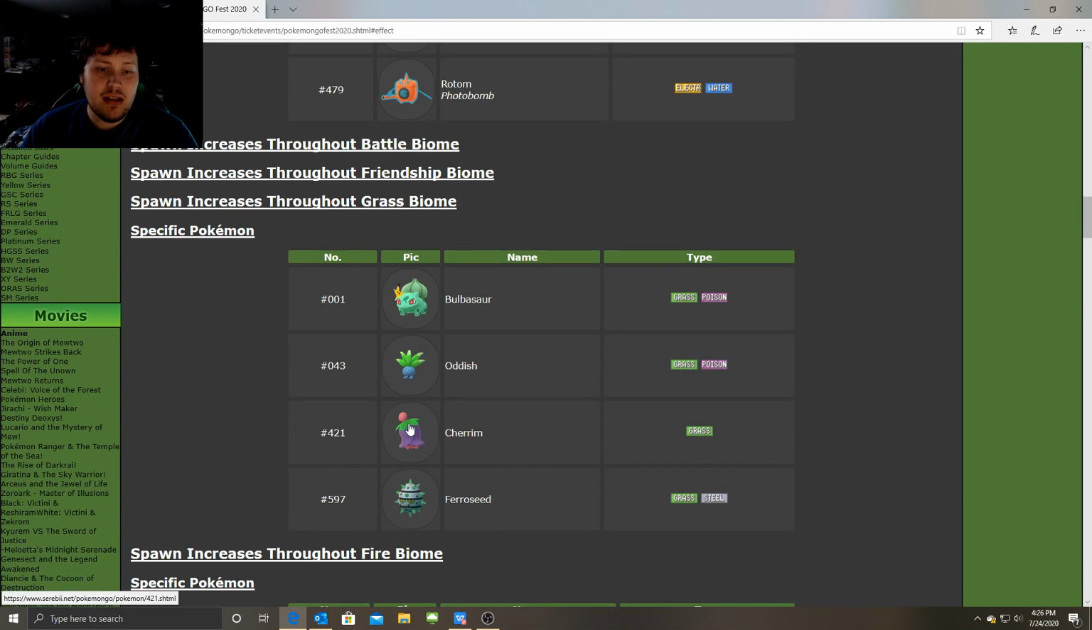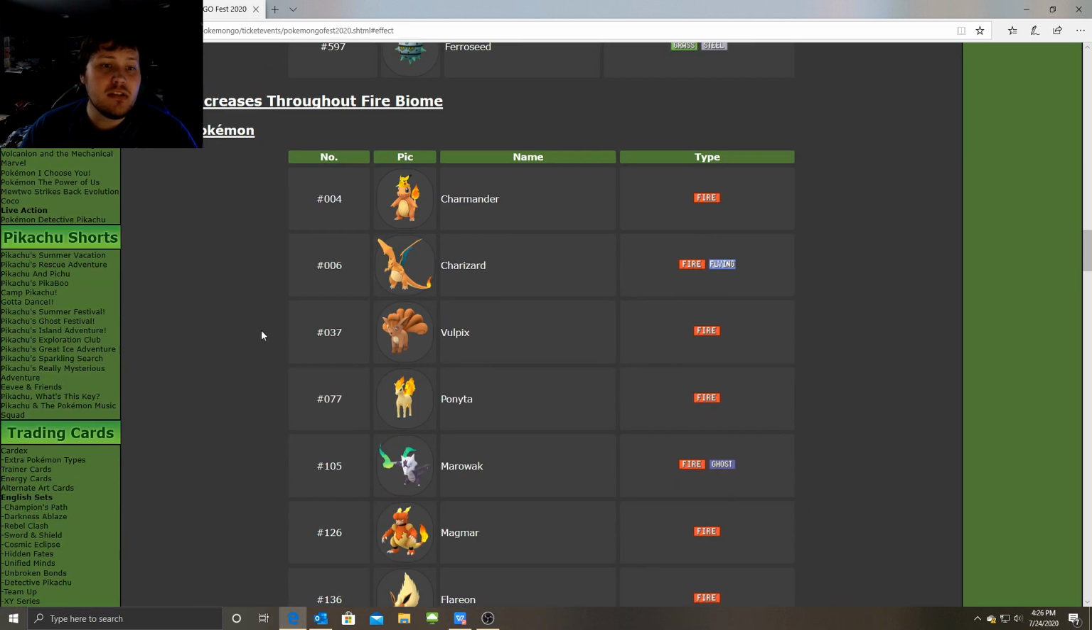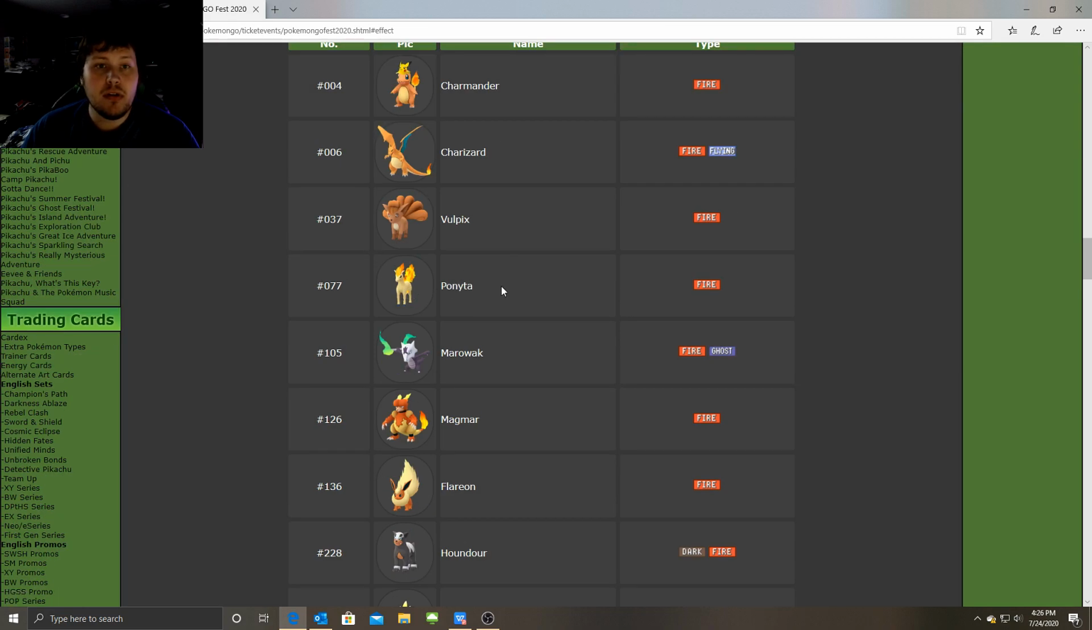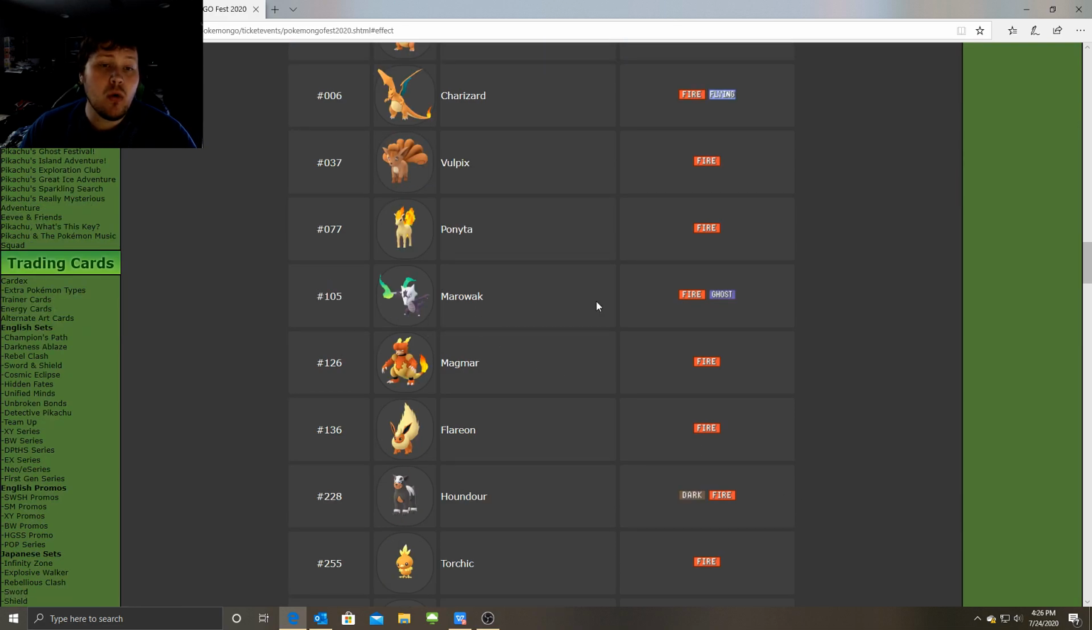Now, these are getting updated as we speak, but, of course, Bulbasaur with a hat, Oddish, Chair, and Ferroseed. This is during the grass biome. Here's the fire one. This is different. Charizard is spawning during the fire. That's pretty cool. Ponyta is a really good shiny, even if you do have one, it would be nice to maybe snag an extra. Marowak, I can confirm, is spawning for those without a ticket as well. So that is an excellent shiny chance to go after, so you don't have to raid it anymore.